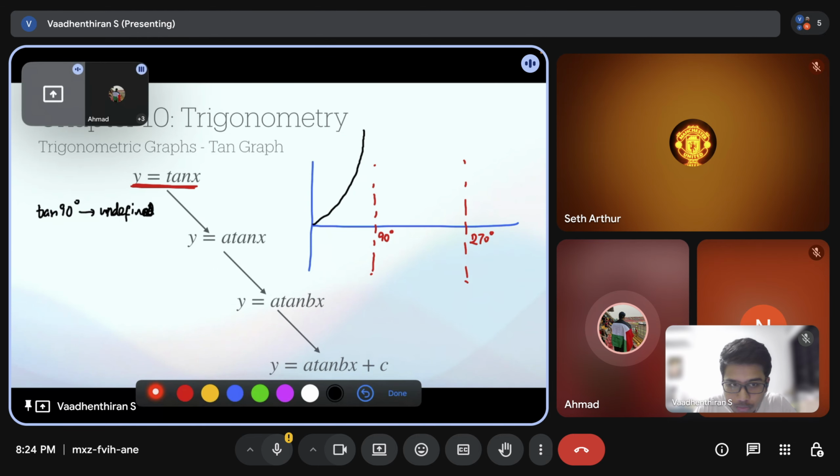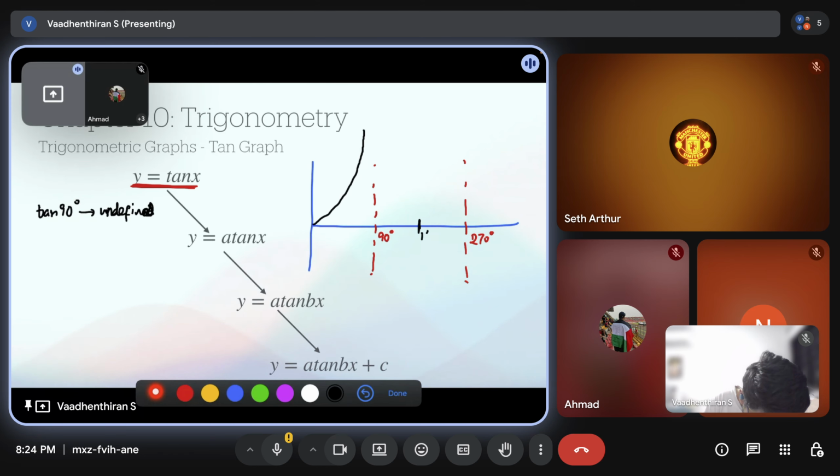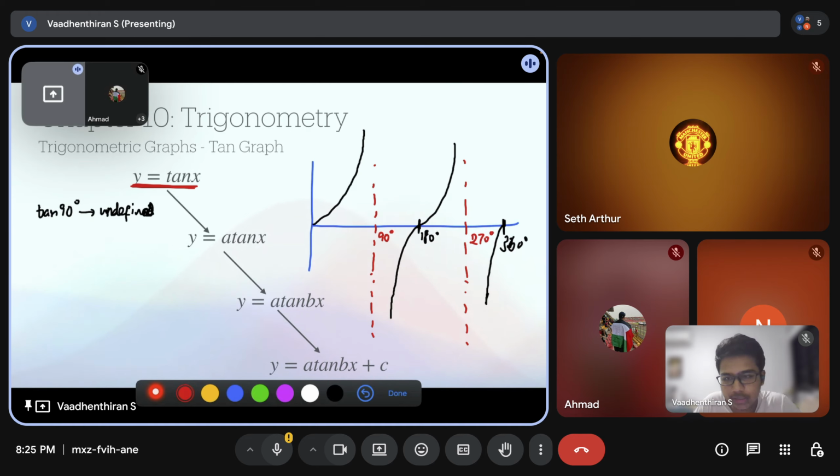Ahmed, got it? Yes. Okay, thank you. And then when you draw it to 180 degrees, you draw it like this without touching this line. So this dotted line, the graph should not touch, and then it just moves like this. So at 360 also, you will draw it downwards without touching the 270 degrees. So tan 270 is also an asymptote, so there's no value for tan 270.